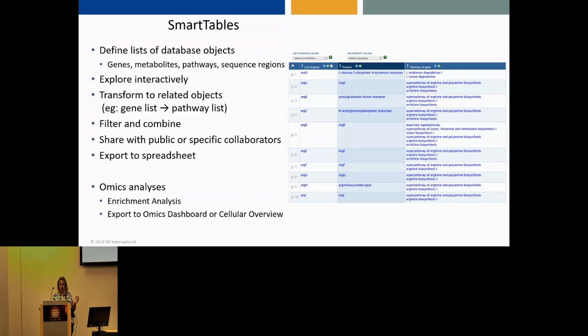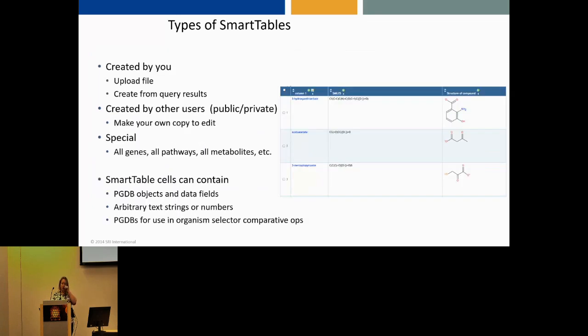And so here's an example of a smart table where we've started with a list of genes. We've added a column for the products. We've added another column for the pathways that the gene participates in. You can create your own smart tables either by uploading a file, or pretty much anytime you run a query on the BioCyc website where you get multiple results, our pages will give you the option to turn the results into a smart table. You can access smart tables that other users create if they either make them public or share them with you.